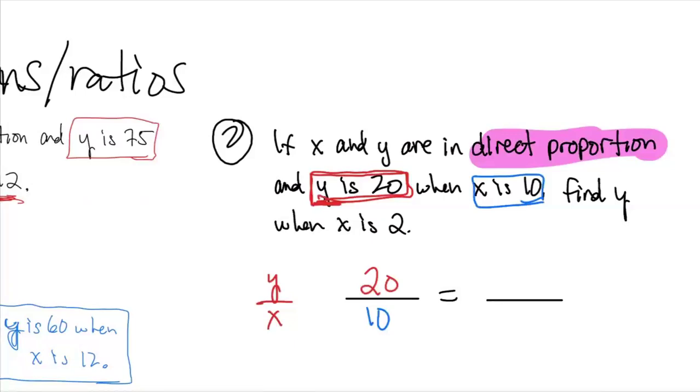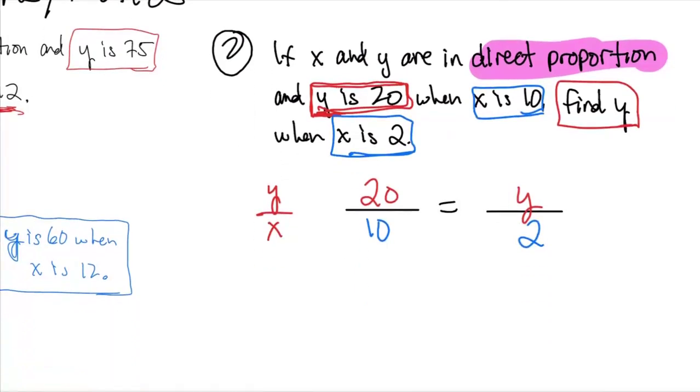All right, so I'm going to find y. So I don't know what y is, but I do know y's go in the numerator, not the denominator, the numerator. When x is 2. There we go. There is my proportion.